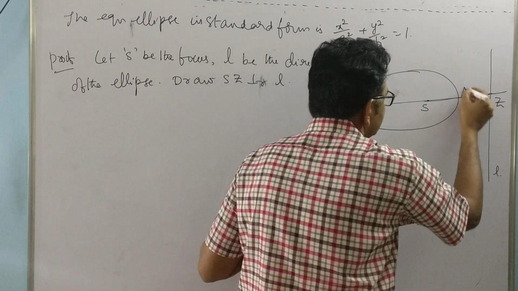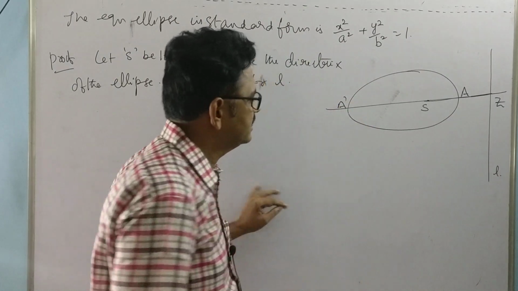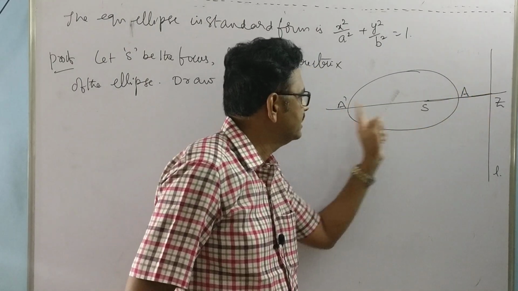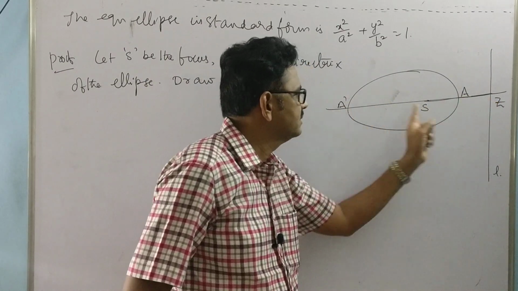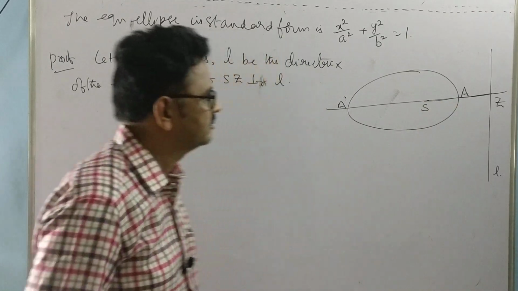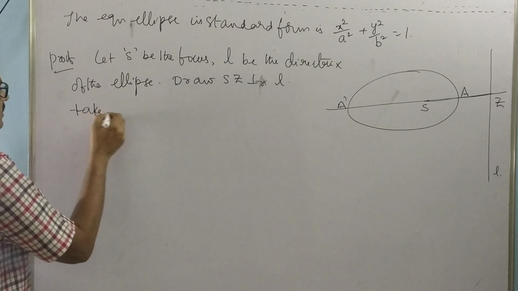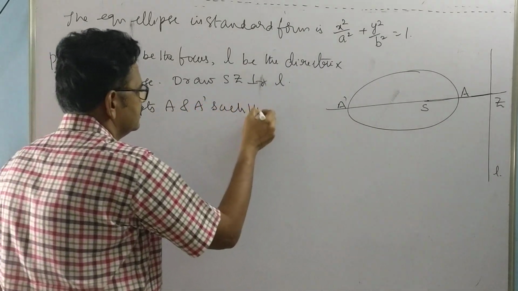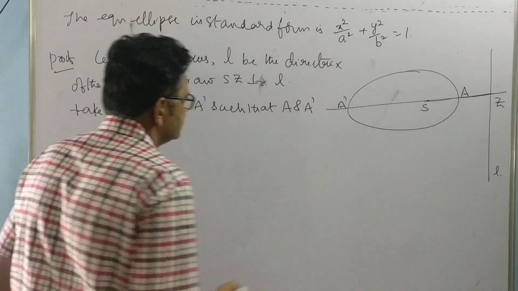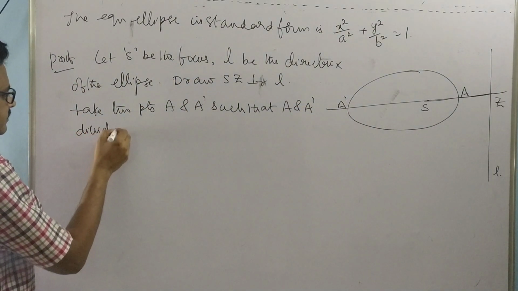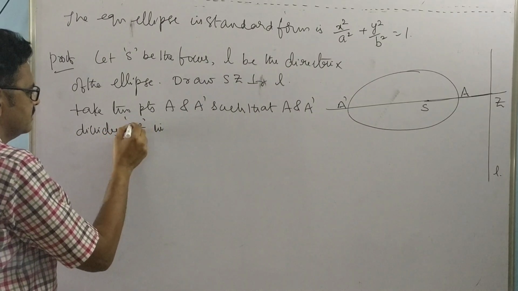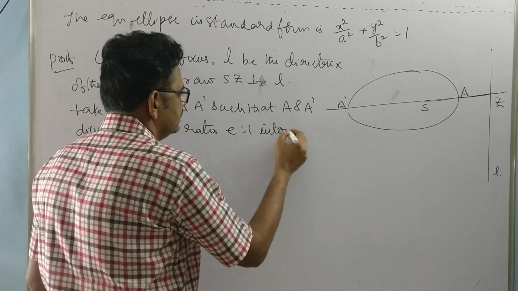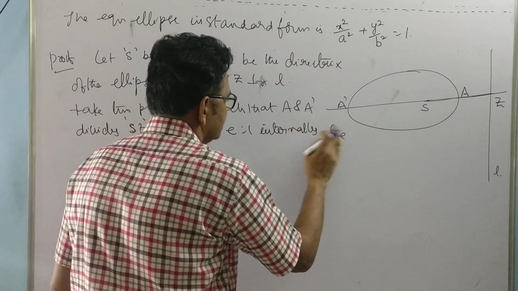Now you take 2 points A and A dash such that A divides SZ in the ratio E:1 internally, and A dash divides SZ in the ratio E:1 externally. That is, A and A dash divide SZ in the ratio E:1 internally and externally.